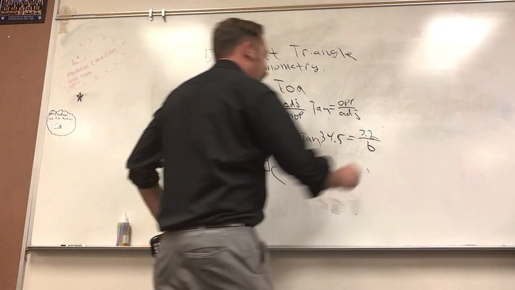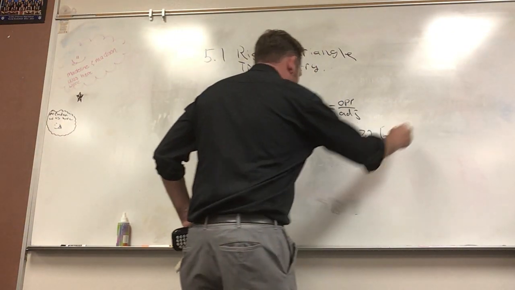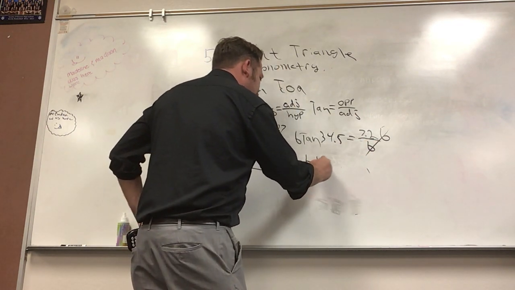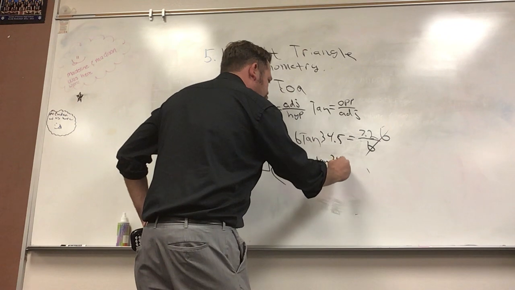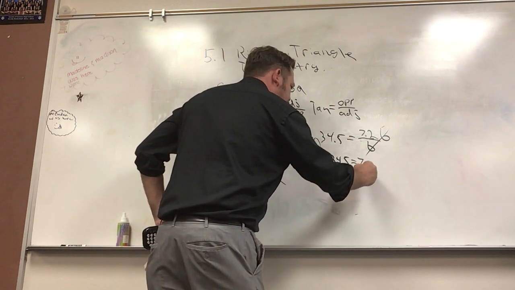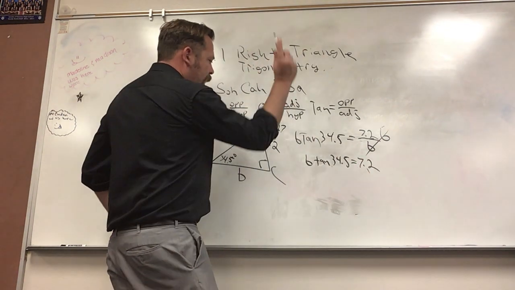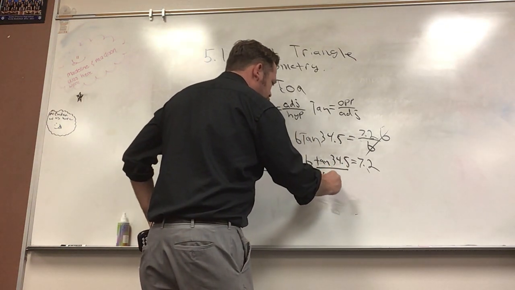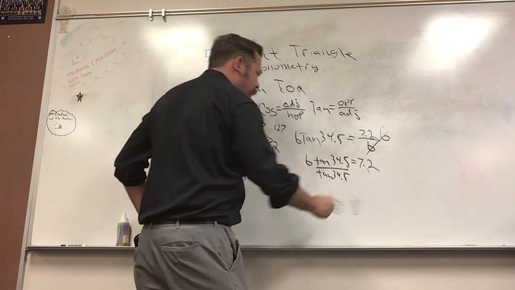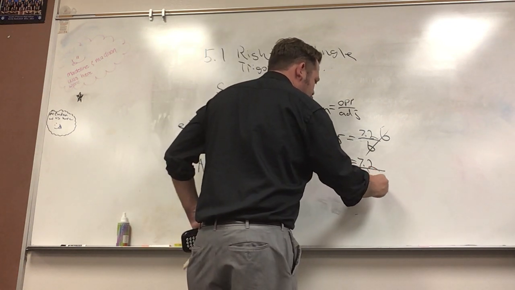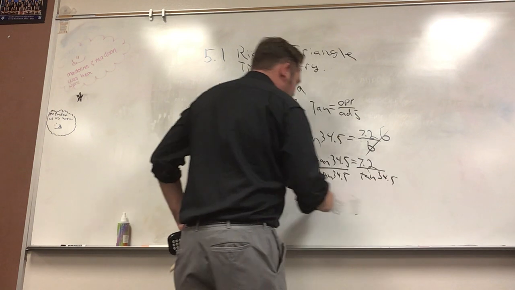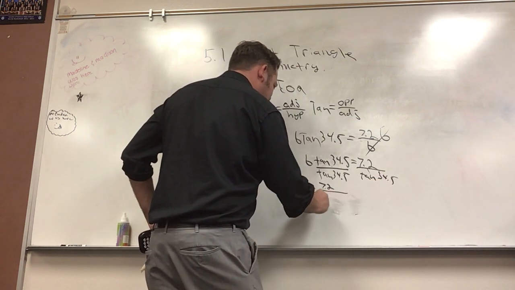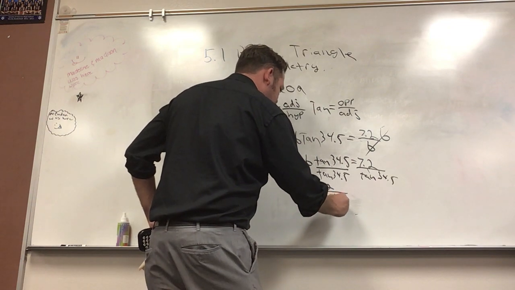I'll multiply by B on both sides to get it out from the bottom. So I have B times tangent of 34.5 equals 7.2. Now to get B by itself, I'm going to divide by tangent of 34.5 on both sides, and I get B equals 7.2 divided by tangent of 34.5.